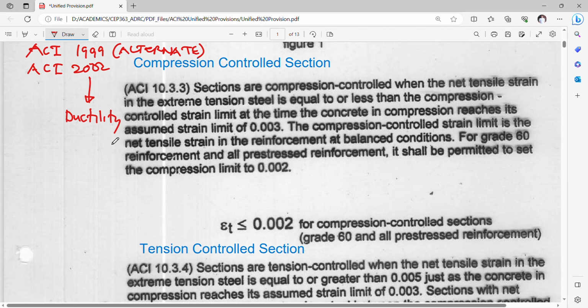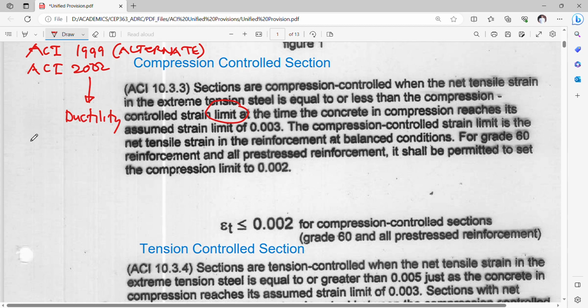So what's a compression control section according to ACI? These sections are said to be compression controlled when the net tensile strain in the extreme tension steel is equal to or less than the compression controlled strain limit. So we are now defining a limit on the tensile strain at the time the concrete reaches its ultimate crushing strain of 0.003.